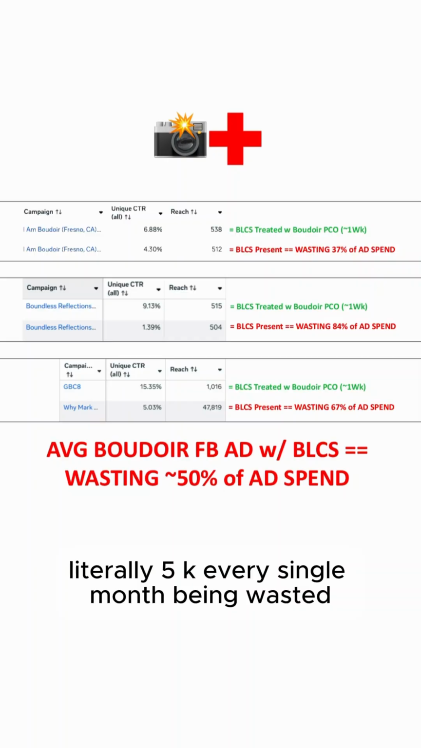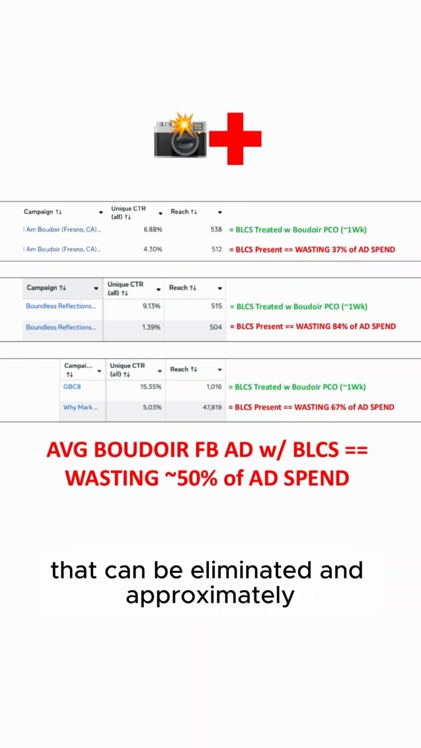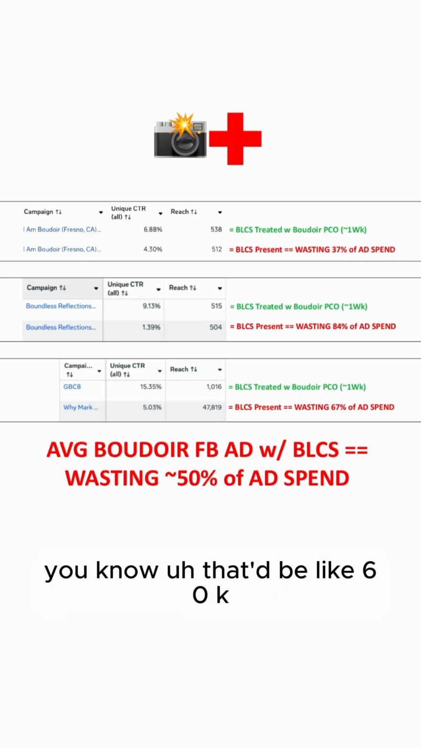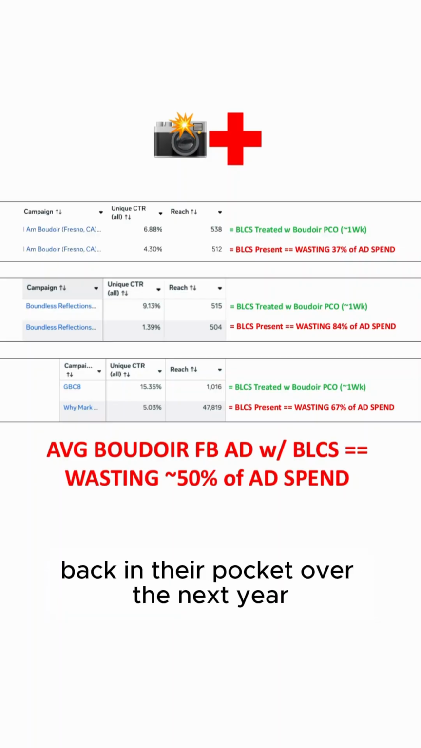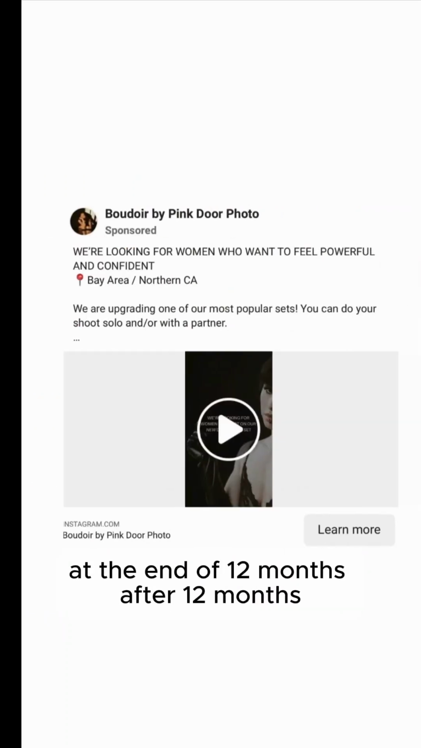Literally 5K every single month is being wasted. That can be approximately 5K a month. It's being wasted. That can be eliminated. And approximately, that'd be like 60K back in their pocket over the next year. So it's after 12 months.